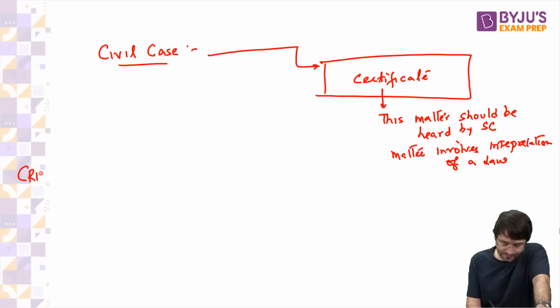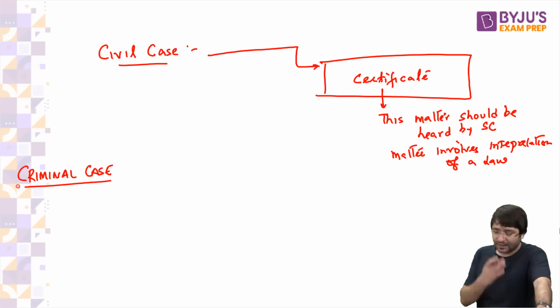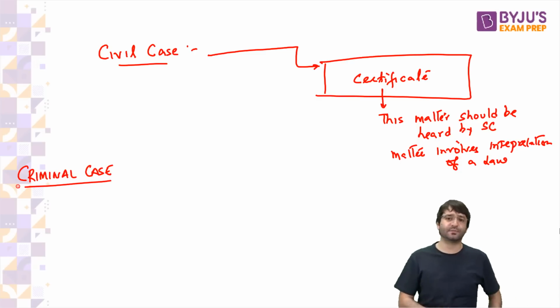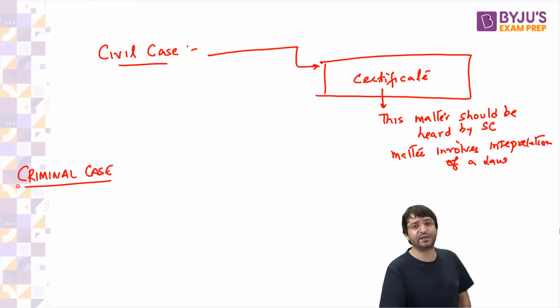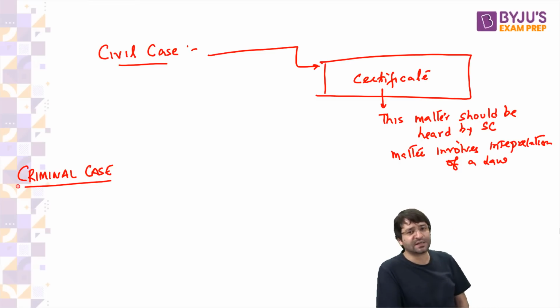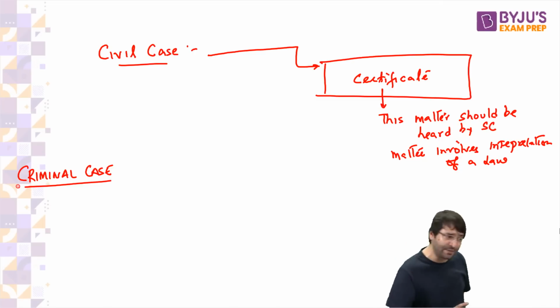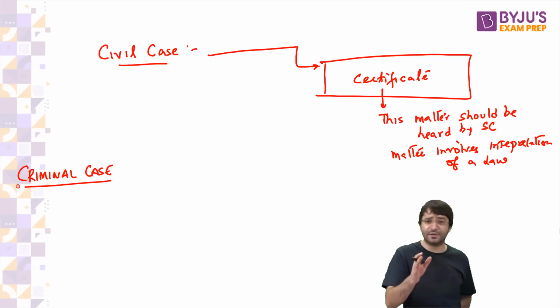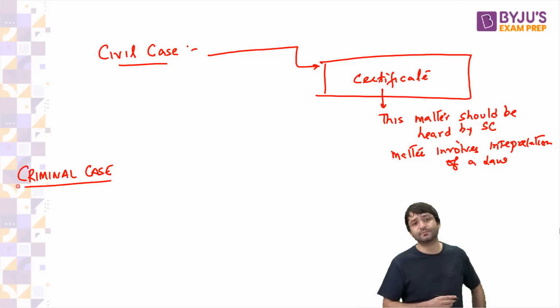Previously, there was a limit that unless and until a case involves compensation of 20,000 rupees or more, such cases cannot be filed on an appeal before the Supreme Court. But later on, this limit was removed. Now, any case can be filed on an appeal before the Supreme Court, provided the High Court issues the certificate. So it can be either a constitutional case, it can be a civil case, it can be a criminal case as well.